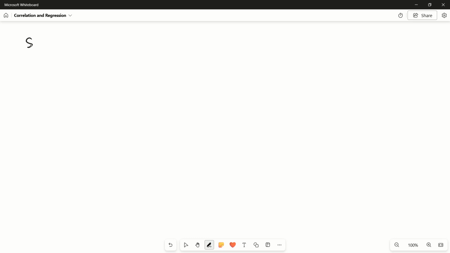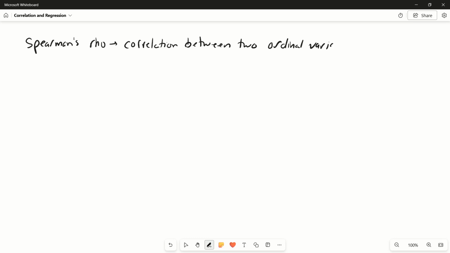We can have something called Spearman's rho. This is a correlation between two ordinal variables. We're not going to calculate these. I'm just bringing them up to show that there are other kinds of correlation other than Pearson R. So if you have two ordinal variables, you can compute Spearman's rho. It tells you whether the positions of those two variables correspond in a meaningful way. So it's two ordinal variables.